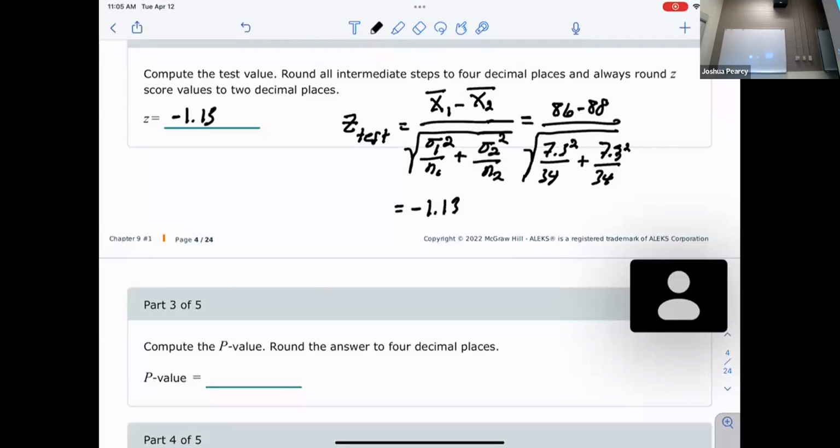Keep in mind, this will not be the same exact question as yours. Alex automatically just assigned you one, and there's a lot of different ones it could give you.